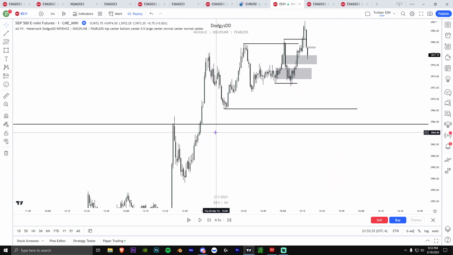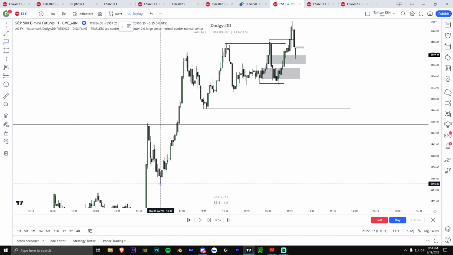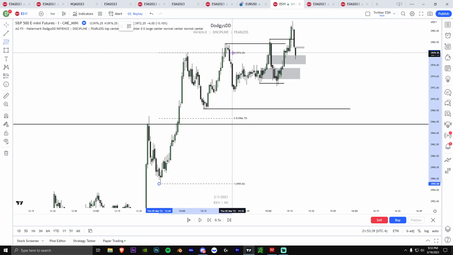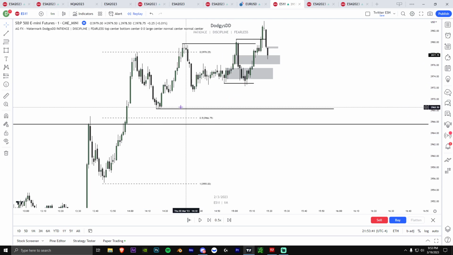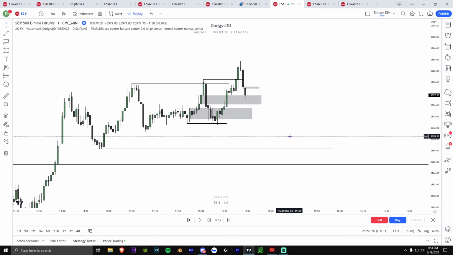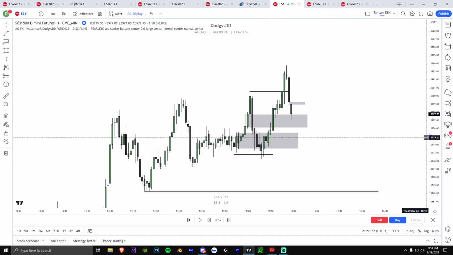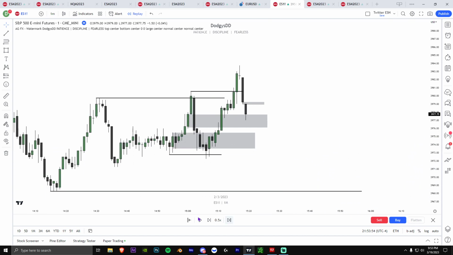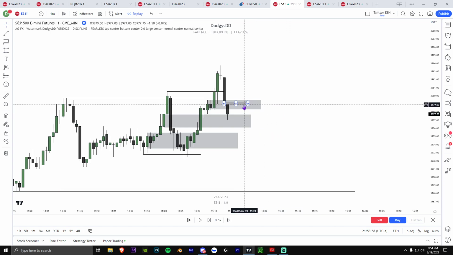Another thing I see here is if we draw a fib from here to here, notice how we never actually hit discount in this leg. So to me, this is still unbalanced. I imagine we come down and hit discount at some point to rebalance that. I do see this breaker block as well.